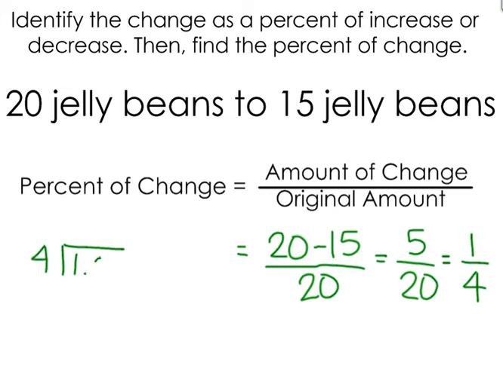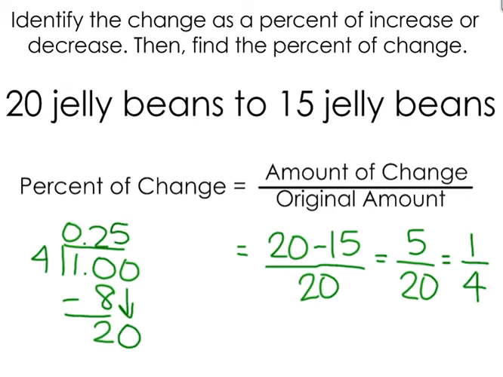1 divided by 4. 4 goes into 10 twice, and then we'll keep adding zeros until we don't have a remainder. 4 goes into 20 5 times. And now we're done with that.